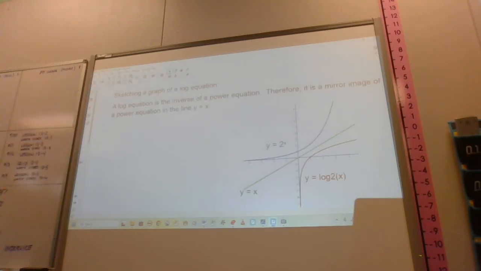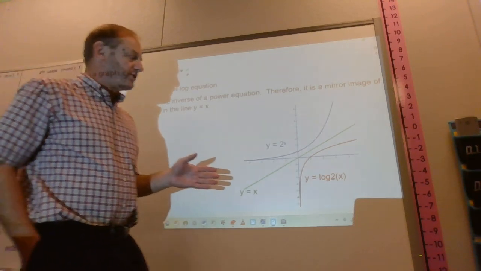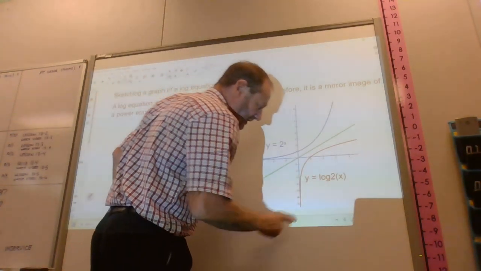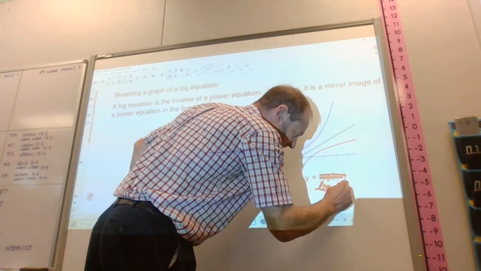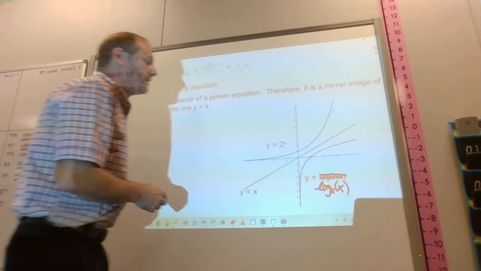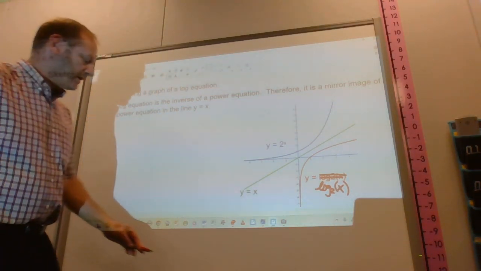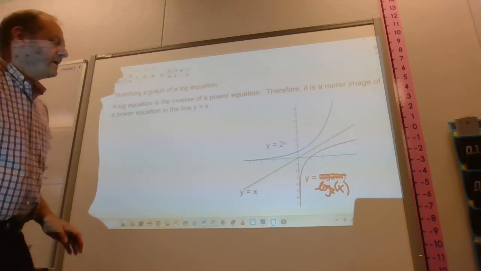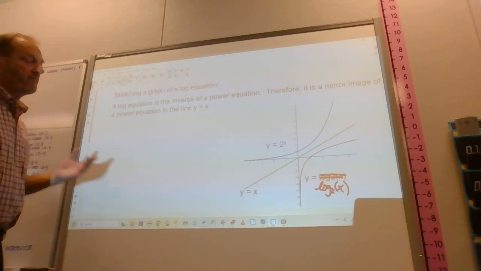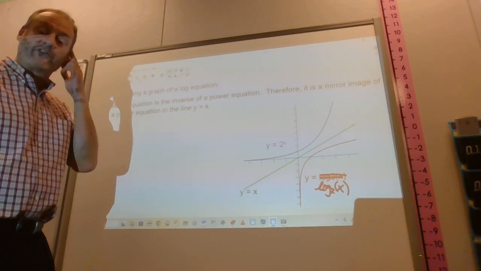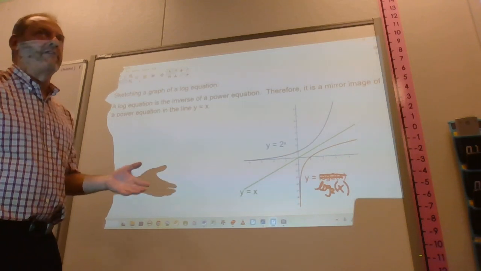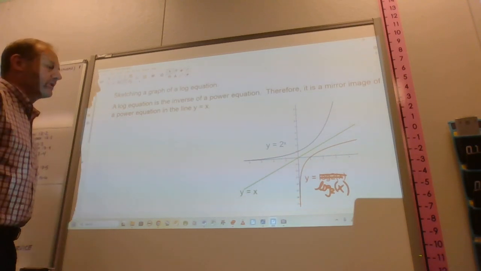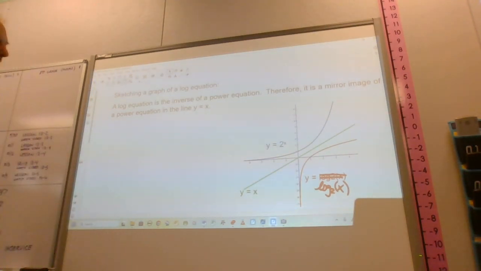Okay, sketching a graph of a log equation. So here's the deal. A log equation, oops, this is a typo. This should say log base 2 of x. The log equation is the inverse of a power equation. They cancel each other out. It's like 2x and 1/2 x. They cancel each other out. Adding 4 and subtracting 4, they cancel each other out.